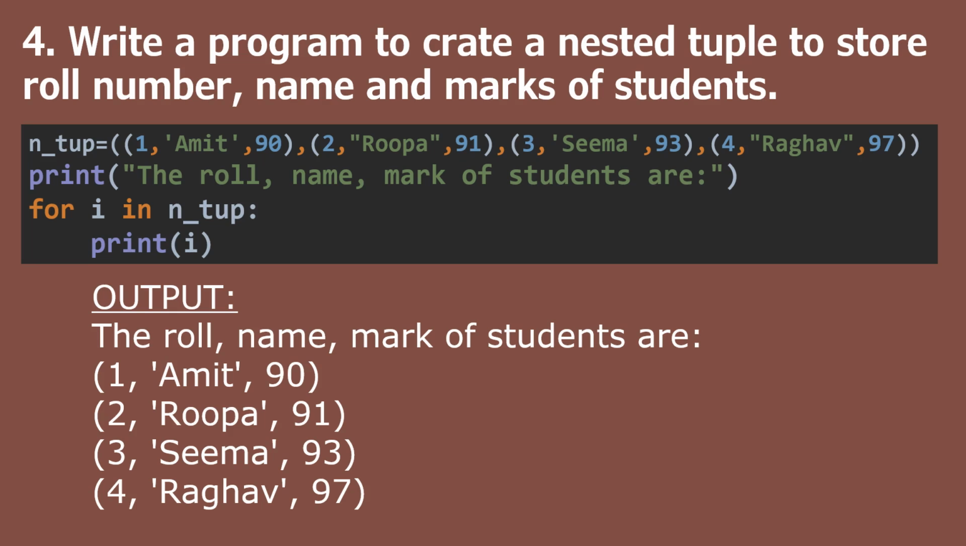So the first tuple is 1 Amit 90. This is the first record, and the second tuple is like this. All the tuples will be printed like this. That means your main tuple, that is n underscore tup, is having 4 items or 4 values, and each item is again a tuple type of value it is storing, and it is displaying like this.